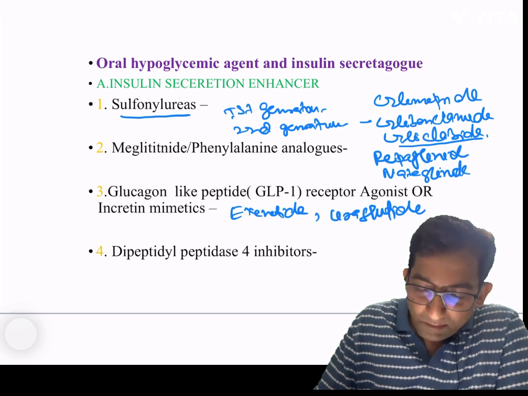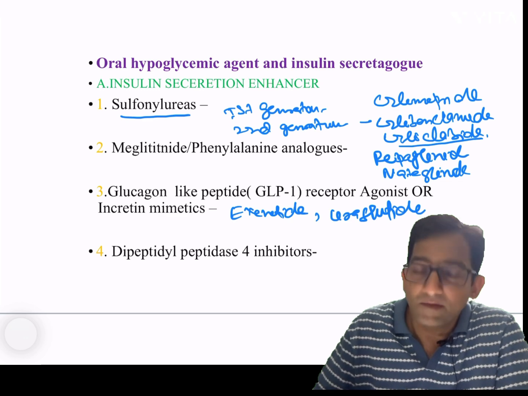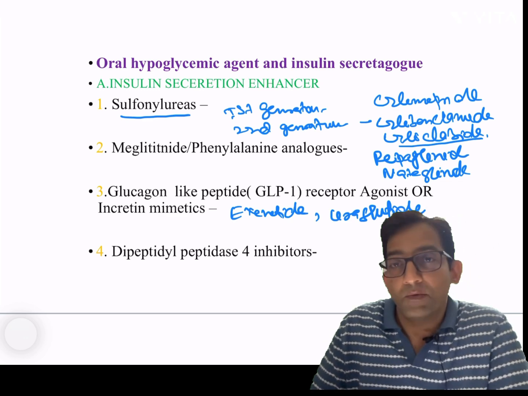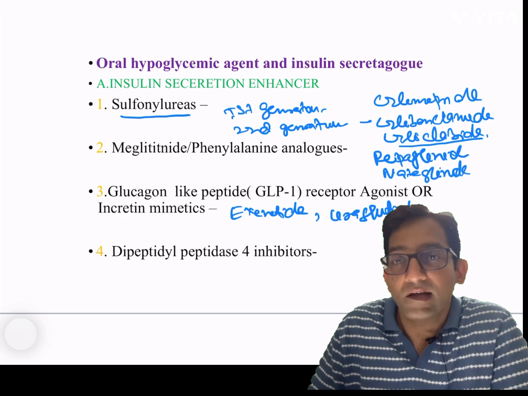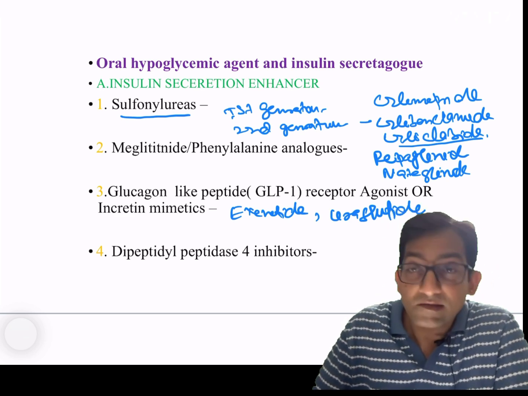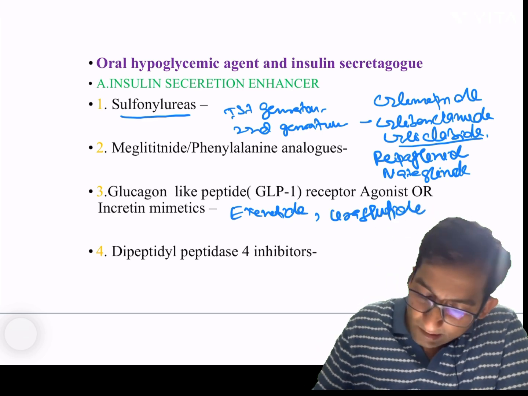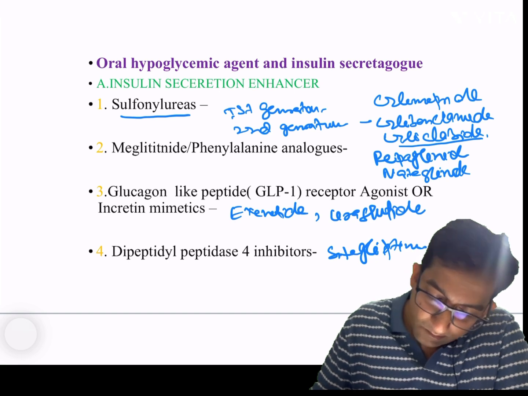Now, the next category of drugs is called DPP4 inhibitors, that means dipeptidyl peptidase 4 inhibitors. Basically, dipeptidyl peptidase is an enzyme which is responsible for the breakdown or cleavage of GLP-1. So, here we use drugs like sitagliptin, which inhibit the DPP4 and increase the life of incretin.